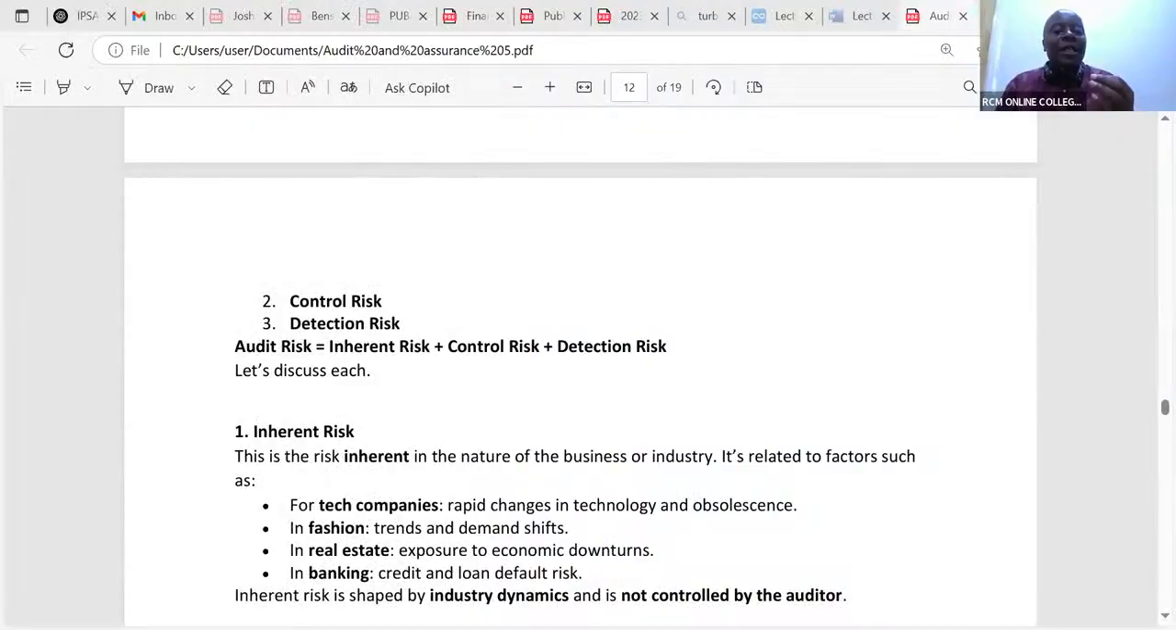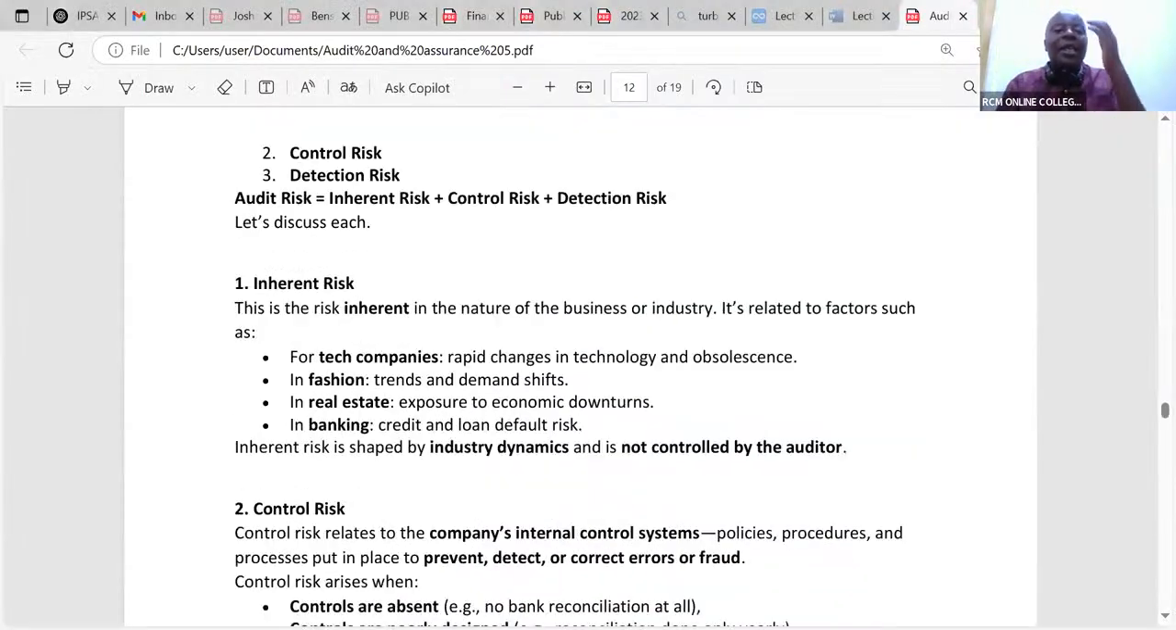So inherent risk, ladies and gentlemen, is the risk inherent, from the word inside, nature. Inherent risk is the risk inherent in the nature of the business or industry. It is related to factors such as, for technology companies, rapid changes in technology and obsolescence. In fashion, trends and demand shifts.